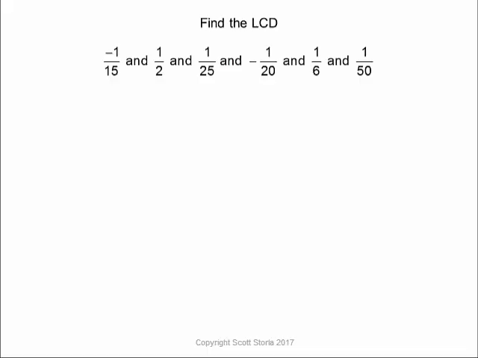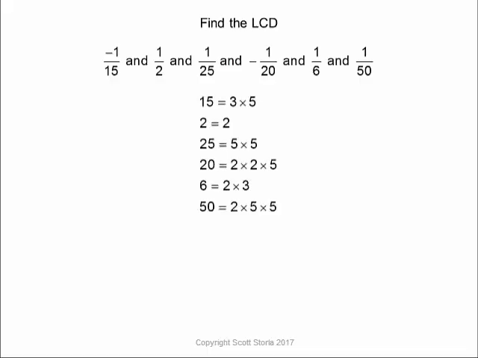And here's our last one. First, I'll need the prime factorizations for all the denominators. And here they are. Next, I'll need a product of 15 in my LCD, so I take factors of 3 and 5. Next, I'll need a factor of 2. I don't have that already, so I'll now include a factor of 2.